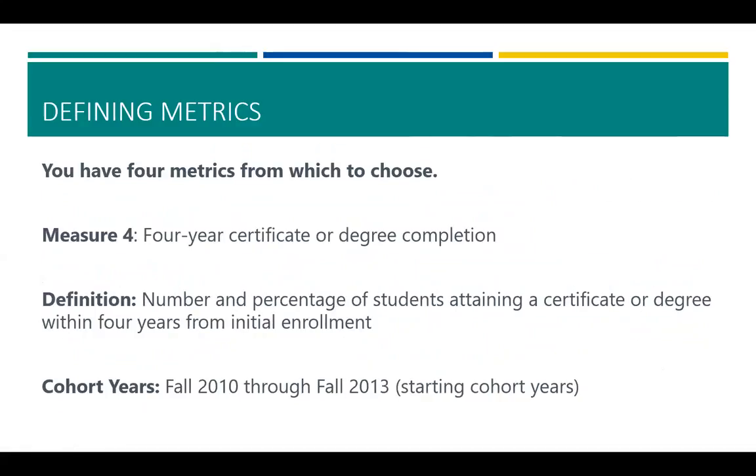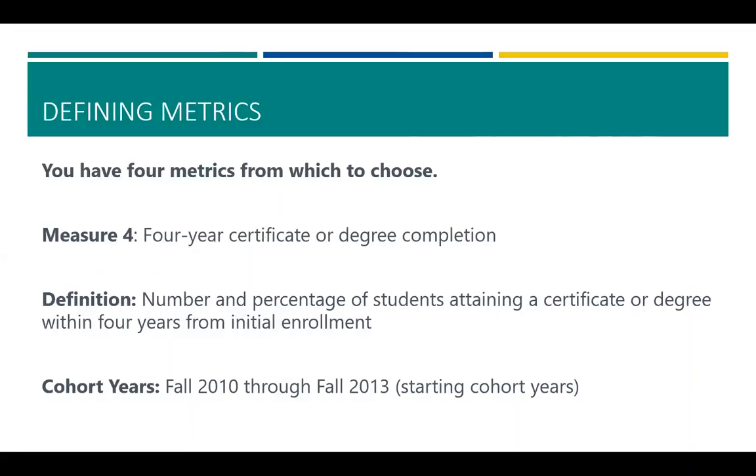Right. And then the last metric we have is for your certificate or degree completion. So number and percentage of students attaining a certificate or degree within 4 years from initial enrollment. You'll notice these cohort years are shifted back a couple of years because in order to determine 4-year degree completion, we need to give students 4 years to do so. So if we take a look at the oldest cohort, fall 2010, 4 years out, that would be students graduating potentially roughly in the spring of 2014. So 2014, 15, 16, and 17.